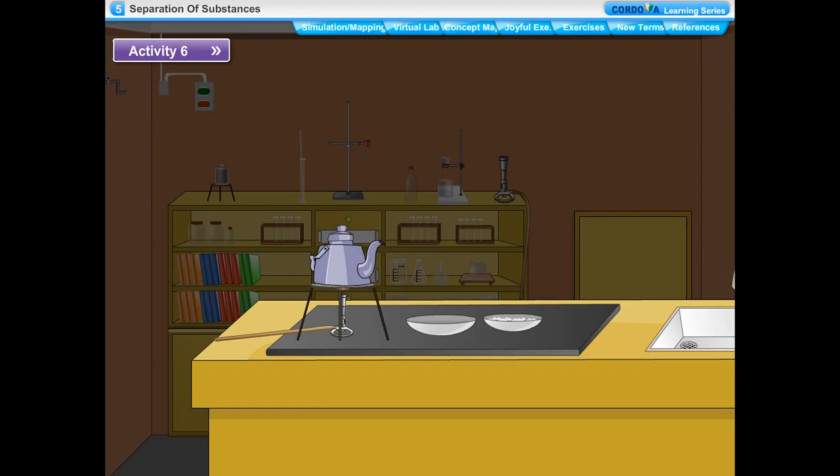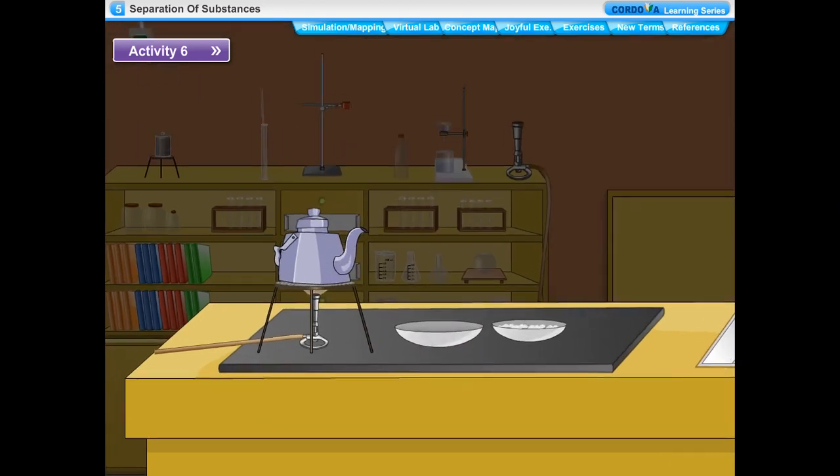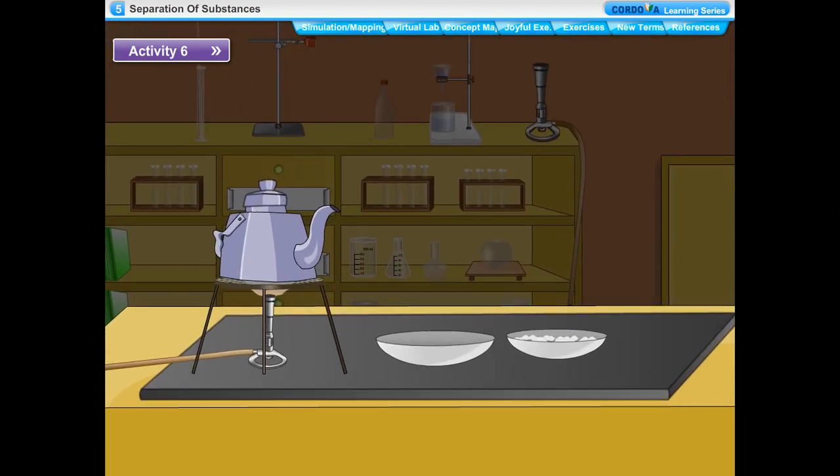Place the kettle on the tripod stand. Also, place the gas burner below the tripod stand. Light the burner. Heat the kettle for some time. Steam comes out from the spout of the kettle.